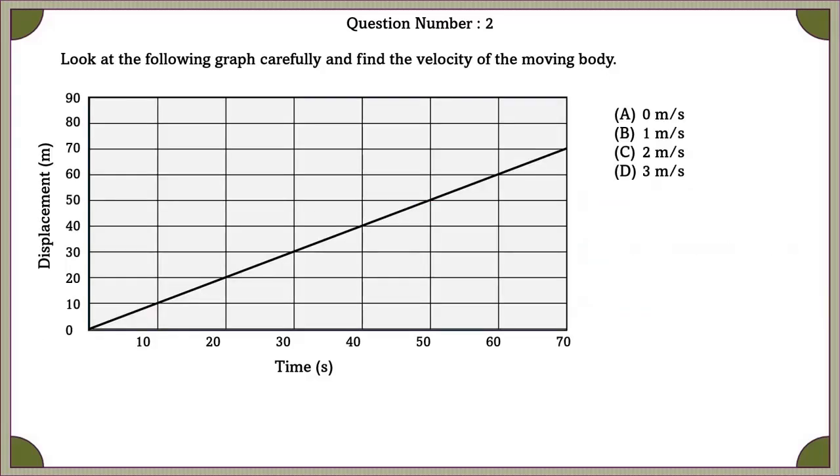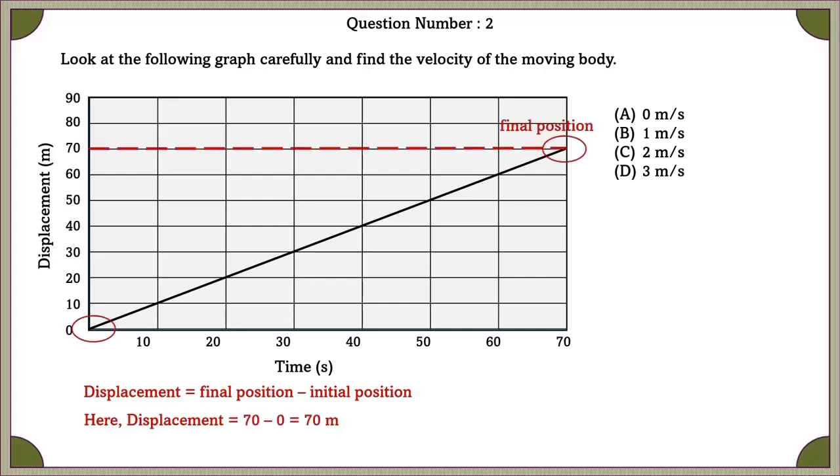Question number 2. Look at the following graph carefully and find the velocity of the moving body. Displacement is equal to final position minus initial position. Here displacement is 70 meters and velocity is equal to displacement by time, that is 1 meter per second.